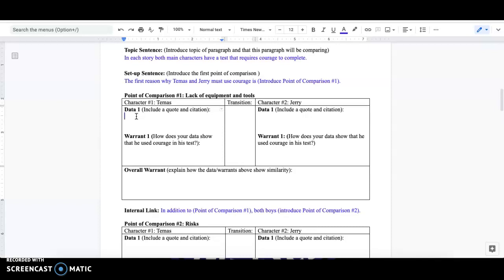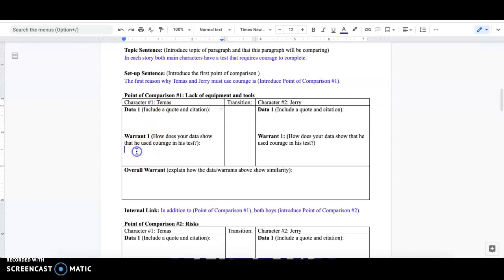Write a data point where you introduce a quote with your own context, then you have a quote, then you have a citation with the author's last name and a page number. So find a moment in the story where it talks about some sort of tool or some piece of equipment that Tamas used in his test.